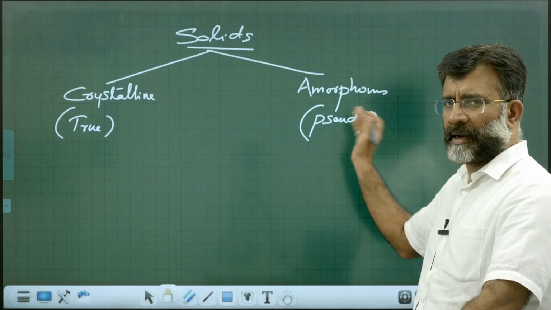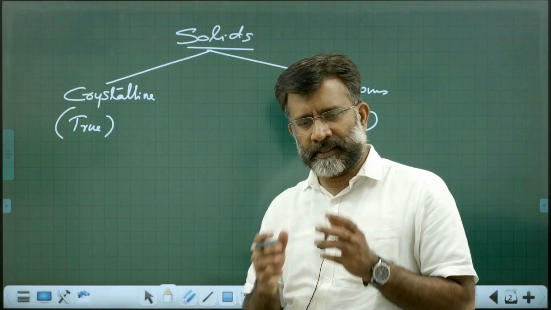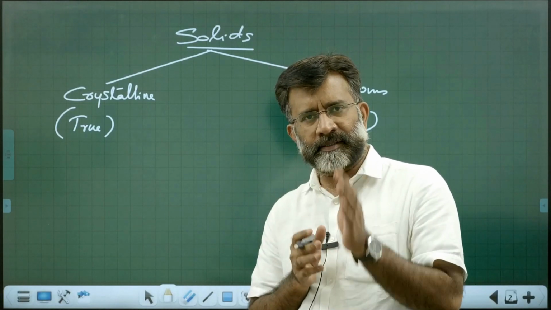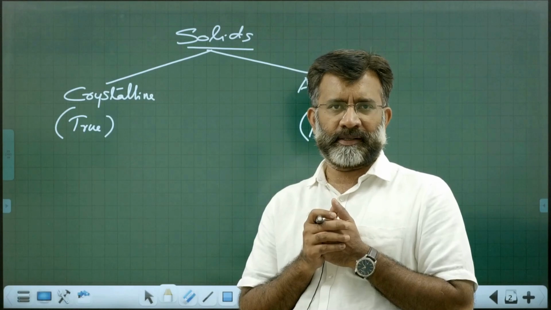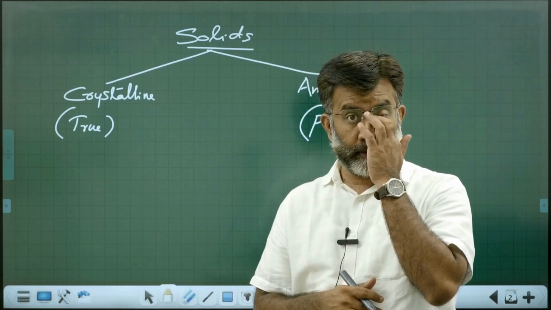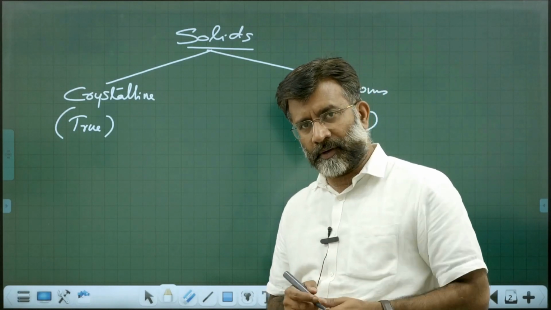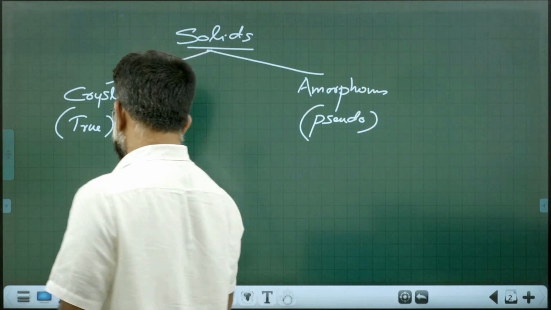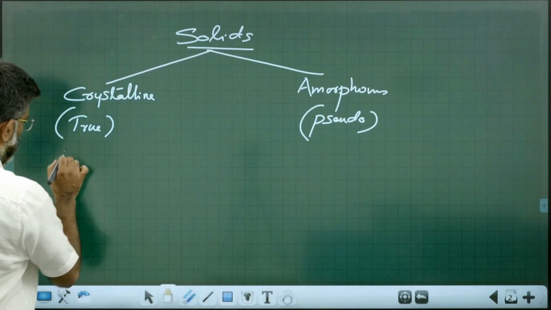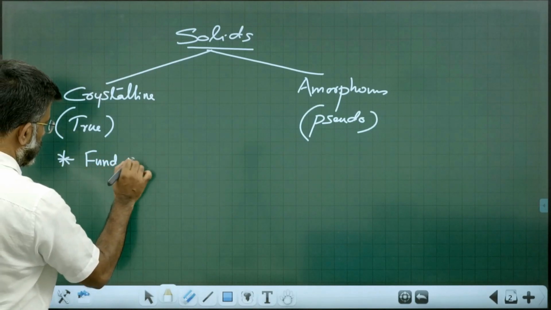For example, glass. Glass is amorphous in nature and that is a pseudo solid. Glass is so highly viscous that it resembles the property of solids. Okay. While true solids are crystalline in nature. How to understand the crystalline and amorphous materials? The prime point to be noted is regarding the arrangement of fundamental particles.